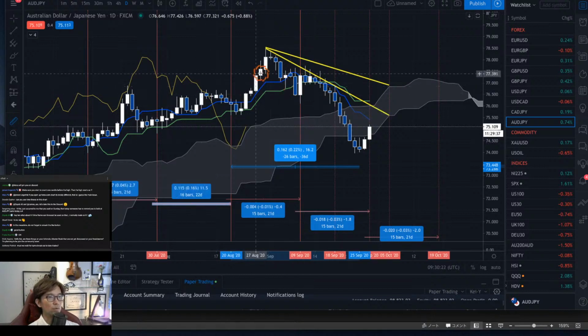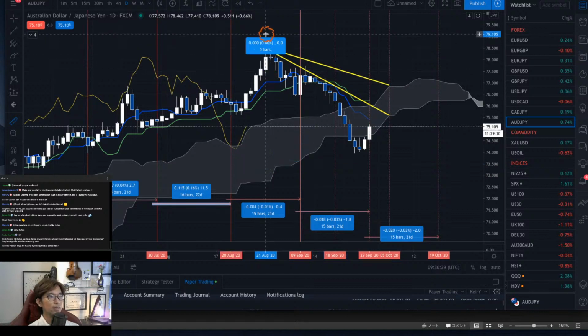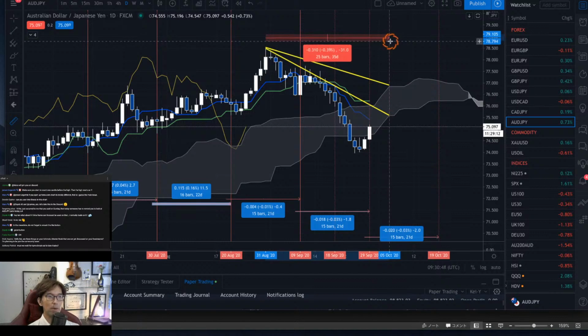That means Kumo is drawn 26 candles to the future. But if I start counting from this candle, you see it says 0 bars, right? The current one is 0, and the next one counts as 1 bar. So if the Kumo is shifted 26 forward, then we have to take 25 bars instead of 26 to match with this current Kumo.